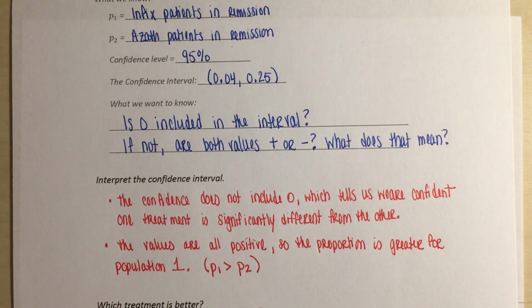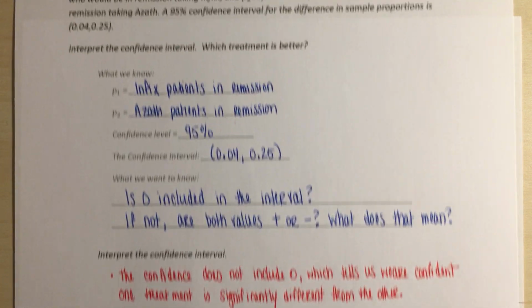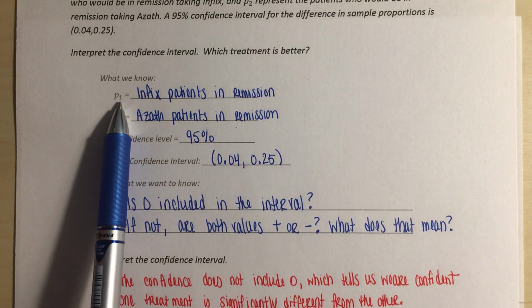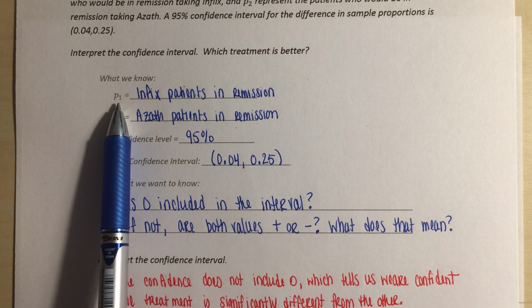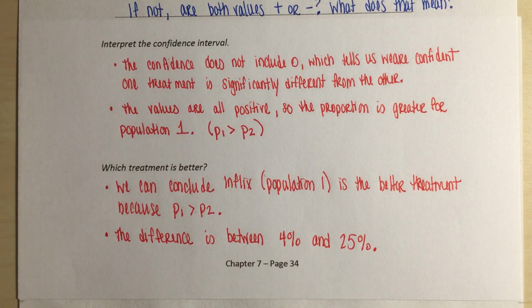So that is the next sentence there in our interpretation. The values are all positive, so the proportion is greater for population 1. P1 is greater than P2. So which treatment is better? If we look up at our list, P1 is Inflix, and P1 was greater than P2. So we can conclude that Inflix, which was population 1, is the better treatment because P1 is greater than P2.